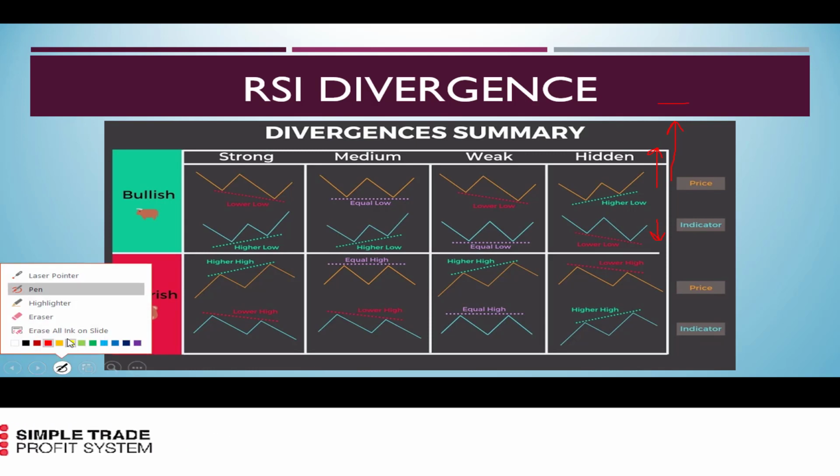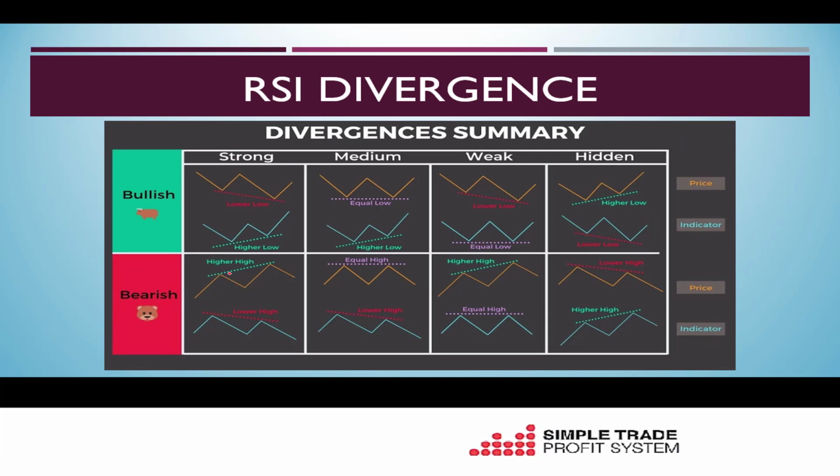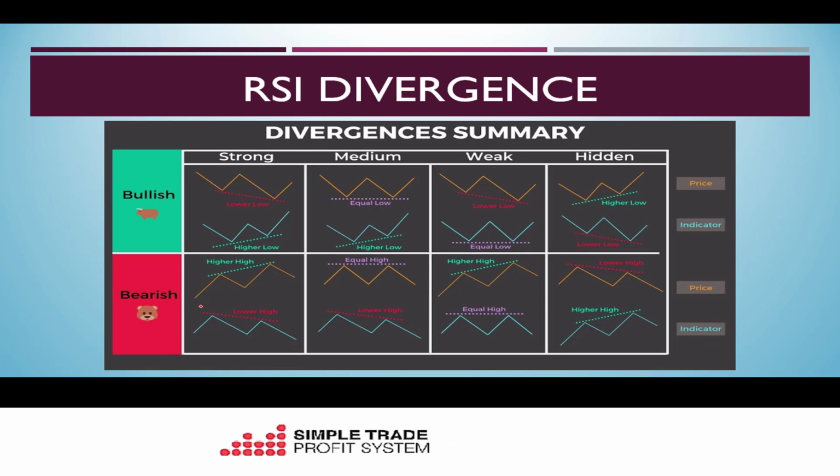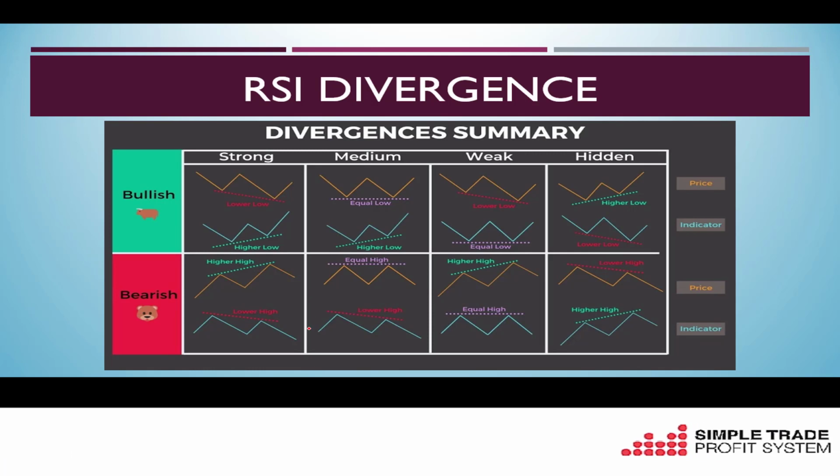Okay? And just reverse that. Opposite is true for bearish. So for bearish, we have price moving up. So we're in an uptrend, but the RSI is moving down. That means we should see a reversal of this uptrend to a downtrend.